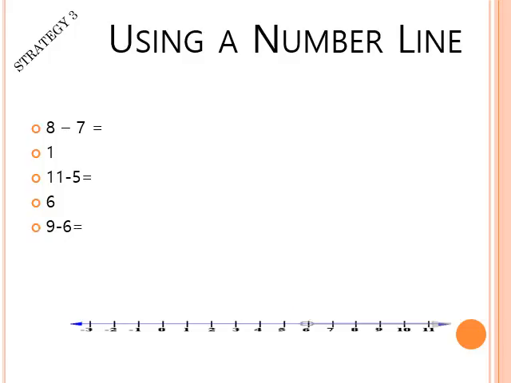One last problem. 9 minus 6. Well, there's 9. What happens if we take 6 away? We end up on 3. Number lines will work for small or larger numbers. So it's a good thing to get used to this particular strategy.